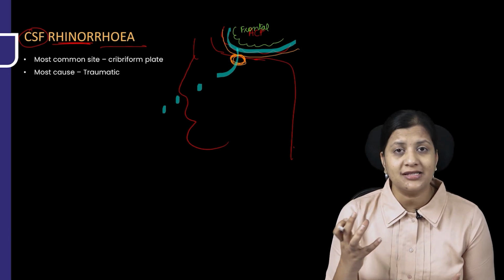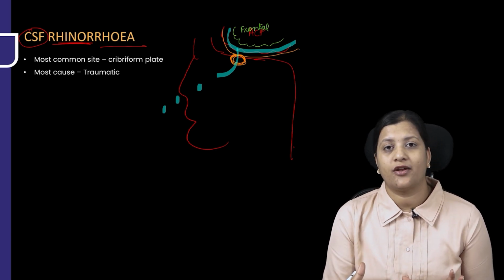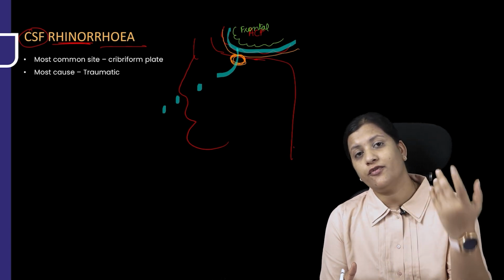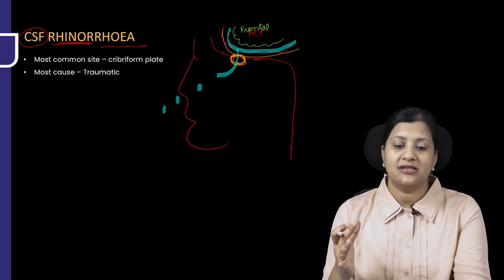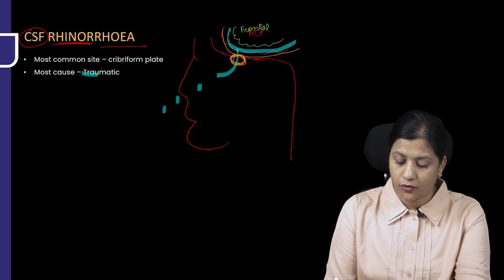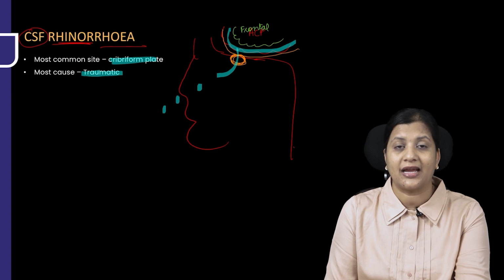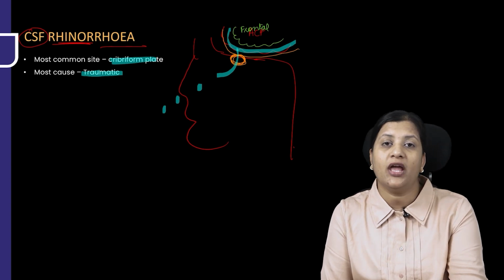Now the commonest cause why CSF rhinorrhea would occur is trauma. We've understood there has to be a defect in the bone. This defect is usually because of trauma, and the most common site is the cribriform plate of the ethmoid.